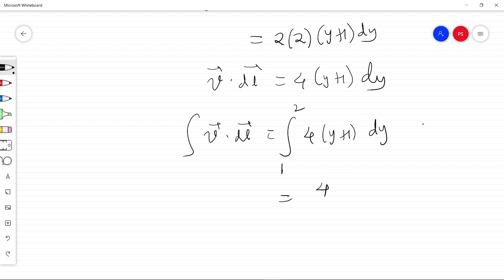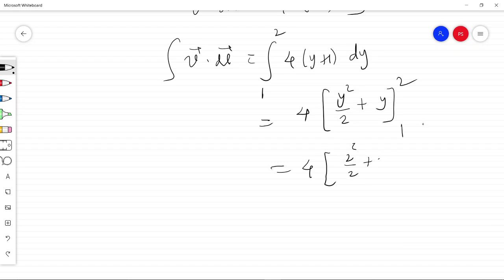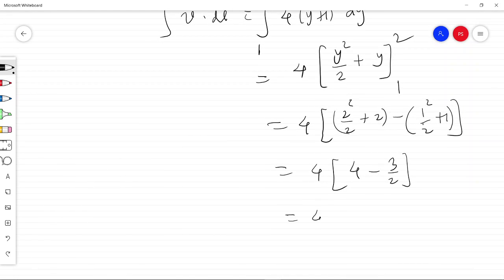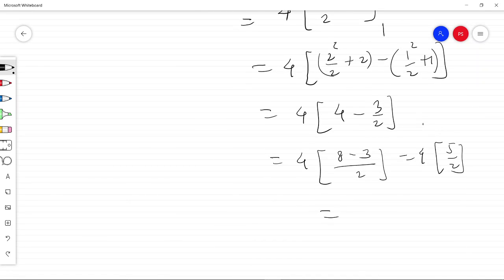Now if we integrate this, 4 is just a constant. Integration of y is y squared by 2. Integration of 1 is y, with lower limit and upper limit. So 4 into upper limit, 2 squared by 2 plus 2, minus lower limit, 1 squared by 2 plus 1. And this gives us just 4 minus, just a minute. Oh, there is a slight correction here. 4 minus just 1 by 2 plus 1, that is 3 by 2. Now we have 4 into 8 minus 3 by 2, which is 4 into 5 by 2, which is 10, right?